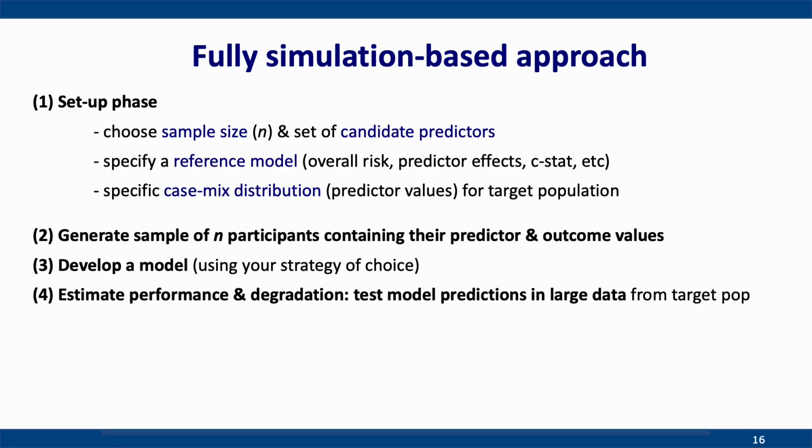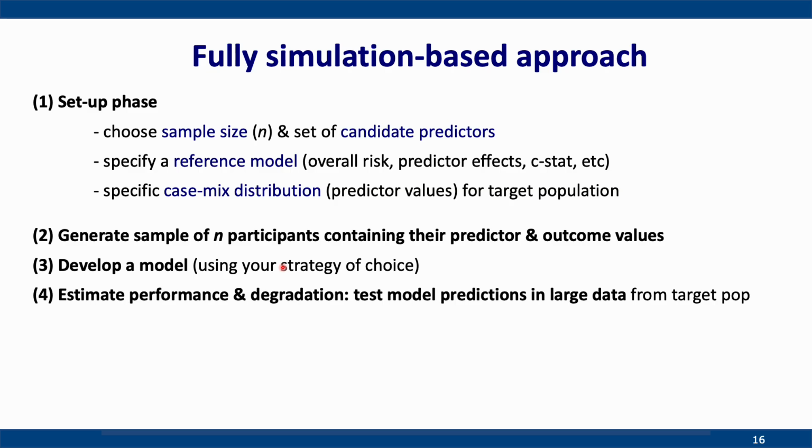The second step is then to generate a sample of n participants, so n is the sample size you're interested in, containing their predictor and outcome values. Okay, so based on all this information, we can generate, for a certain sample size, predictor values and outcome values. We then use this development data to develop a model. Like I said, this could be your model development method of choice.